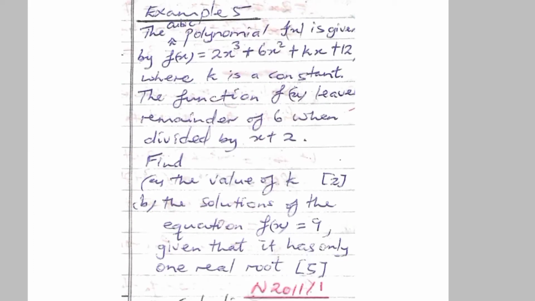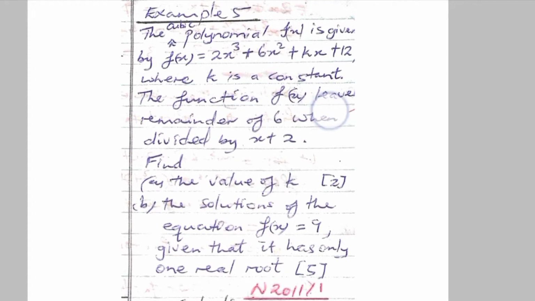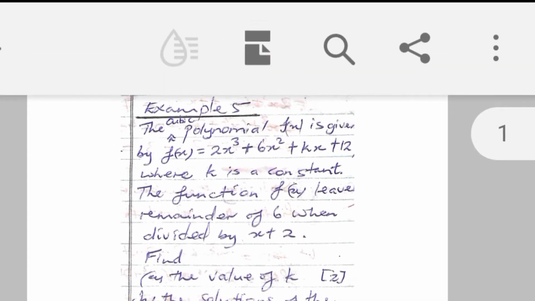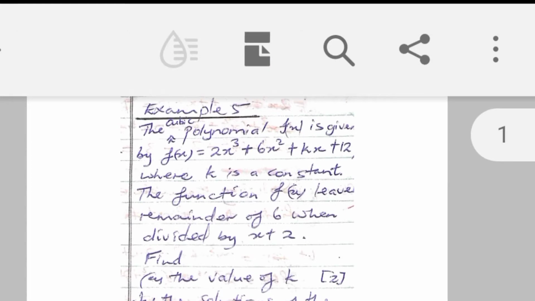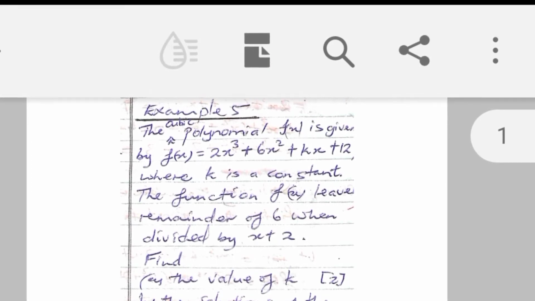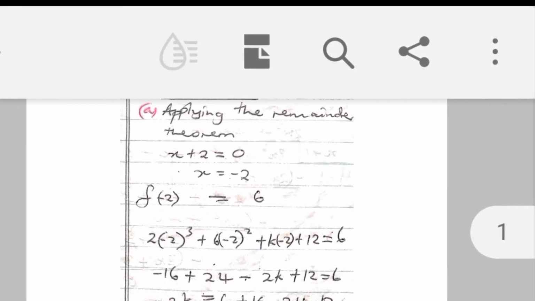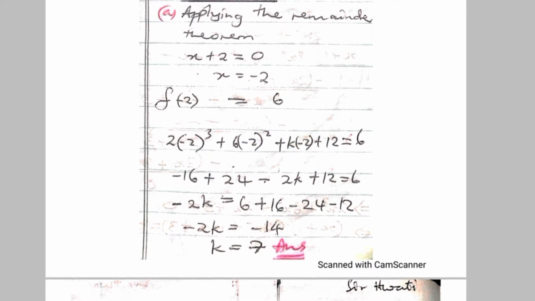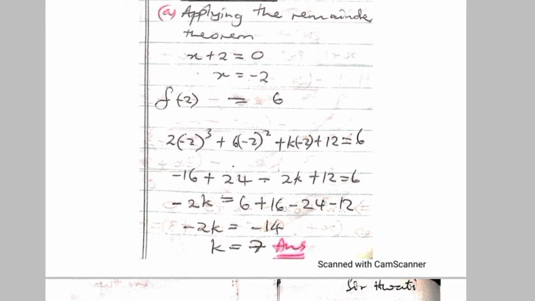This means that since our function leaves a remainder of 6 when divided by x plus 2, we are going to substitute minus 2 for x here, minus 2 for x there. And what do we get? So we get 2 multiplied by minus 2 to the 3 plus 6 multiplied by minus 2 to the 2 plus k times minus 2 plus 12 is equal to 6.